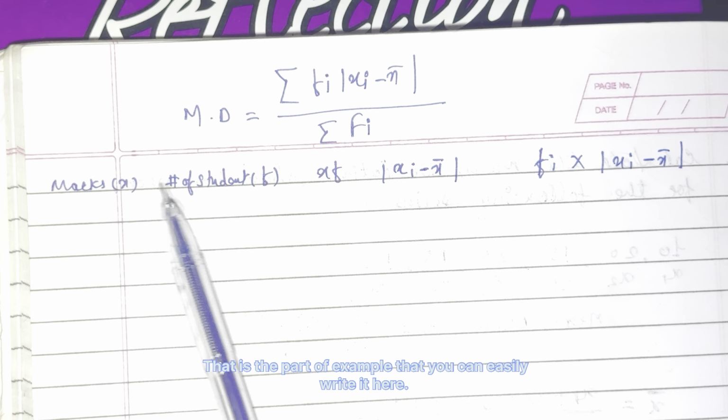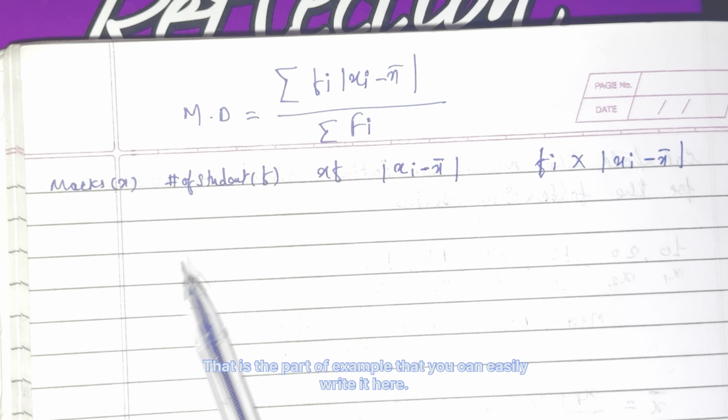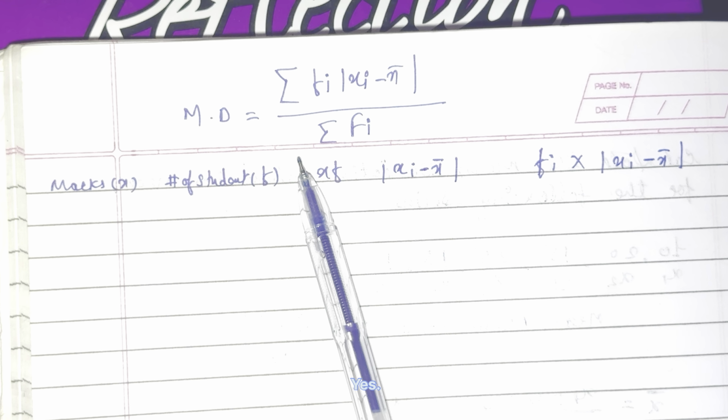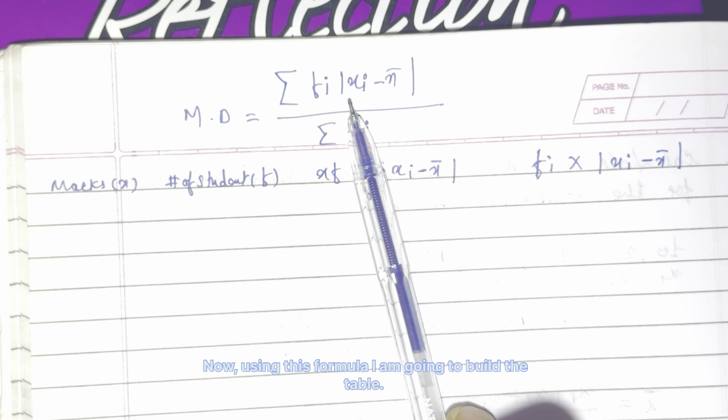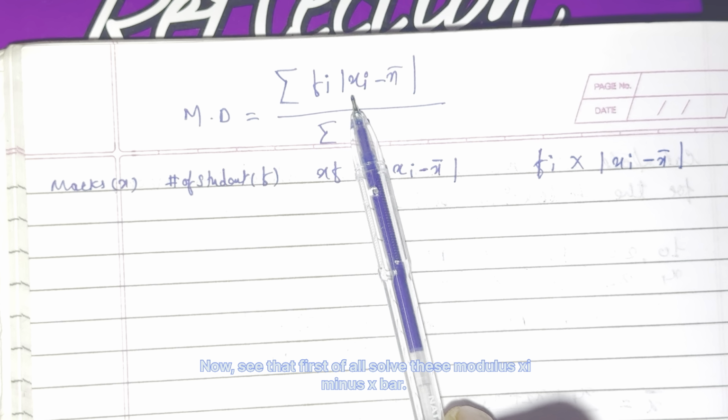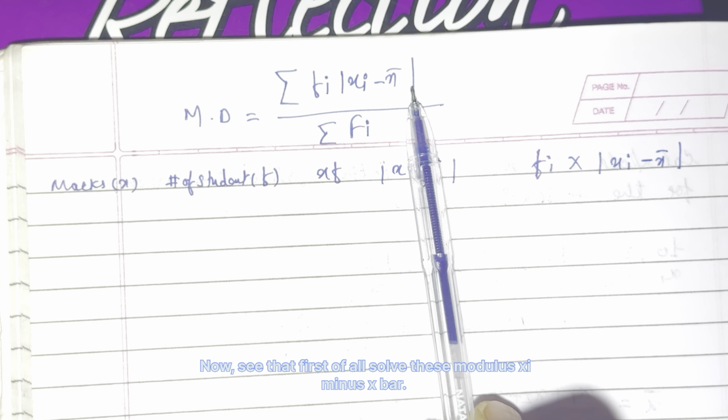Okay, that is the part of the example that you can easily write here. Now, using this formula, I'm going to build the table. First of all, solve this modulus xi minus x bar.